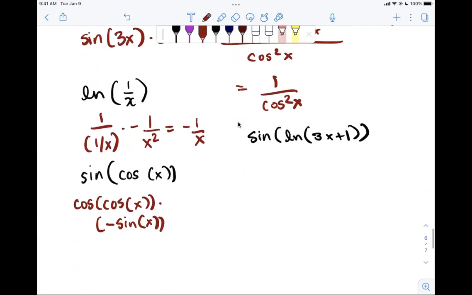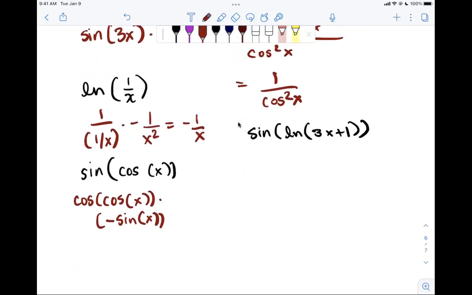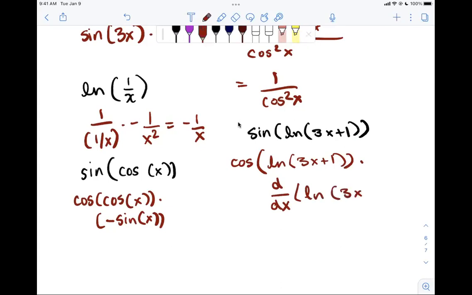All right, and then finally for sine of the natural log of 3x plus 1. We're going to have the derivative of the outermost function. The derivative of sine is cosine. So that's going to be cosine of everything inside, the natural log of 3x plus 1, times the derivative of the stuff inside. So times d/dx of the natural log of 3x plus 1.